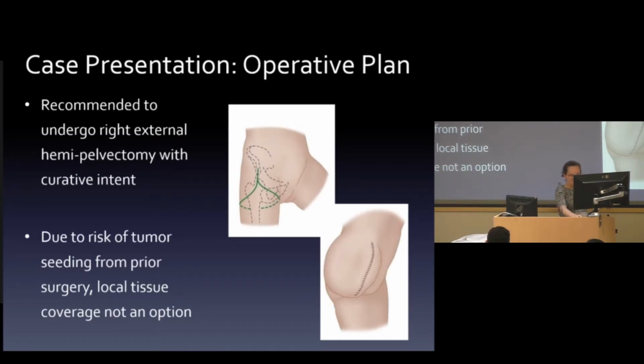External hemi-pelvectomy is usually closed with a local soft tissue flap, an example of which is in this picture. But our patient couldn't have that done because she'd had the prior tumor resection and seeding into the local tissue from that resection, and then also from the tumor itself. So an extensive soft tissue resection was required, and there was no local tissue available.